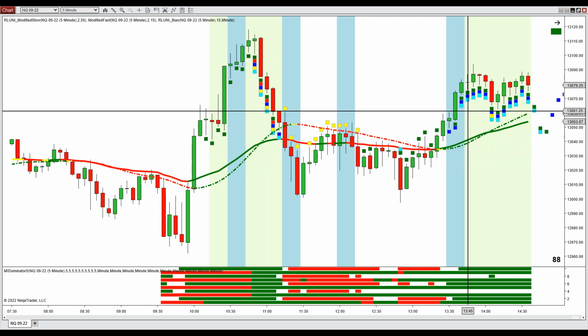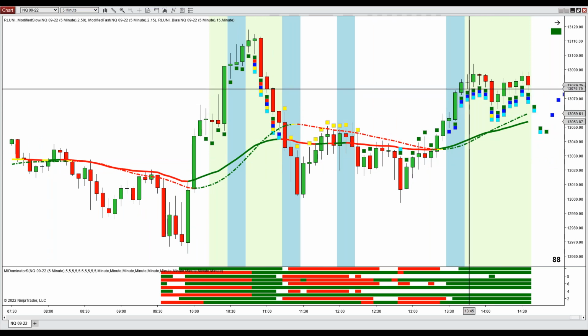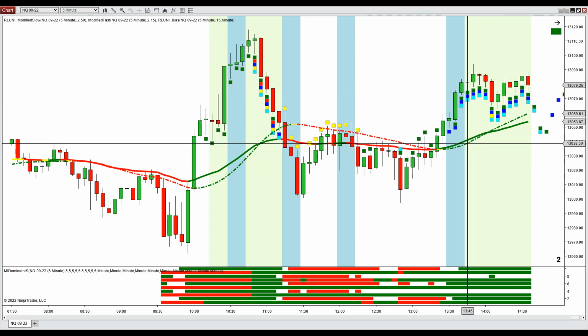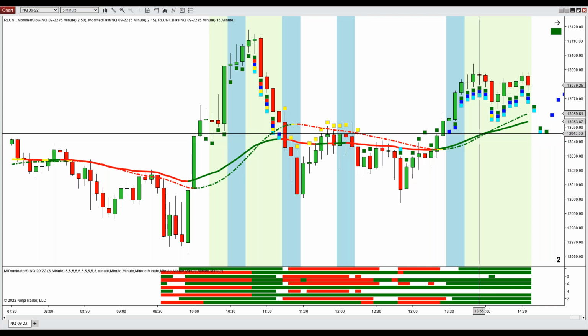Now, here we're way off support, and I would not trade 50 miles off support, especially with the 15 not having crossed the 50. Now, the key to any system is waiting for the sweet trades to appear and not chasing trades with any inherent risk.